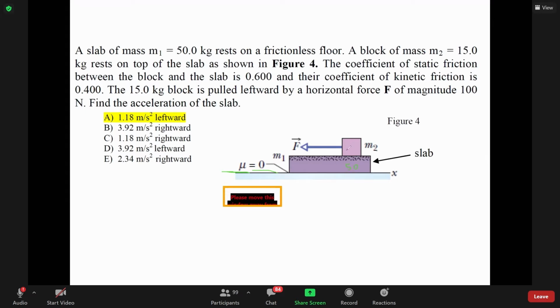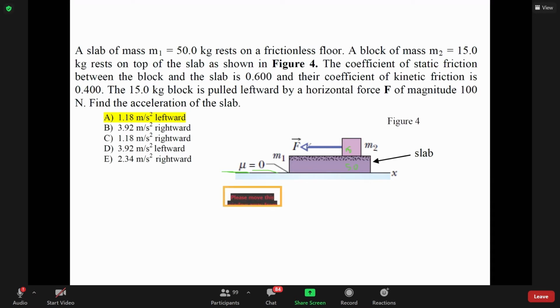And you have a block on top of the slab, and the mass is 15 kilograms. So you have a slab, a big piece, and the block is 15 kilograms. And I have another mass called M2, which is a block of 15 kilograms. Okay. Now what happens is the following. Let me explain the question for you.